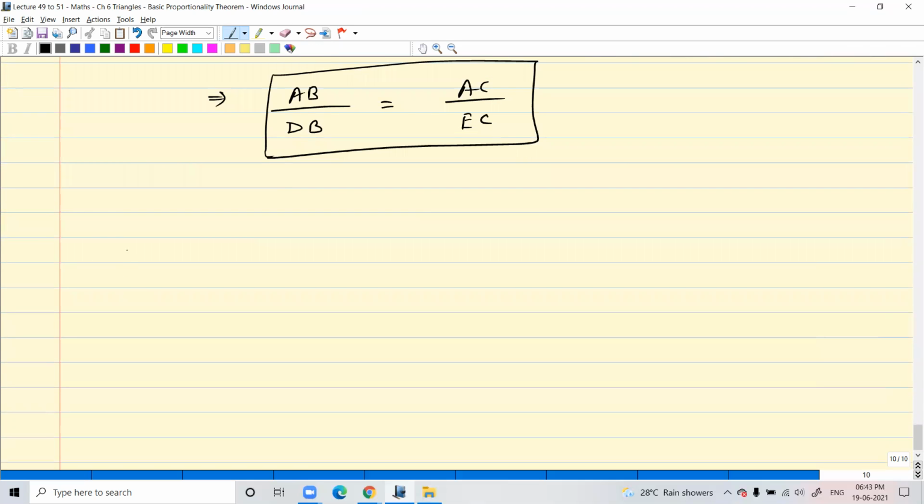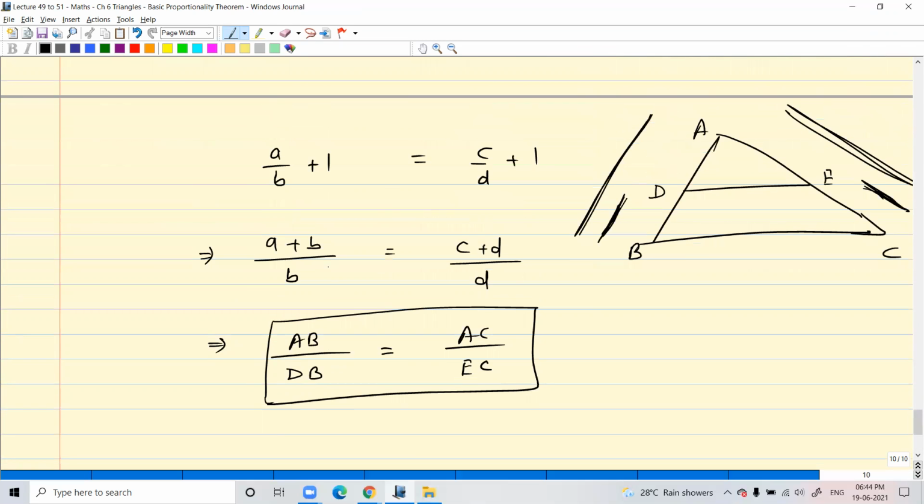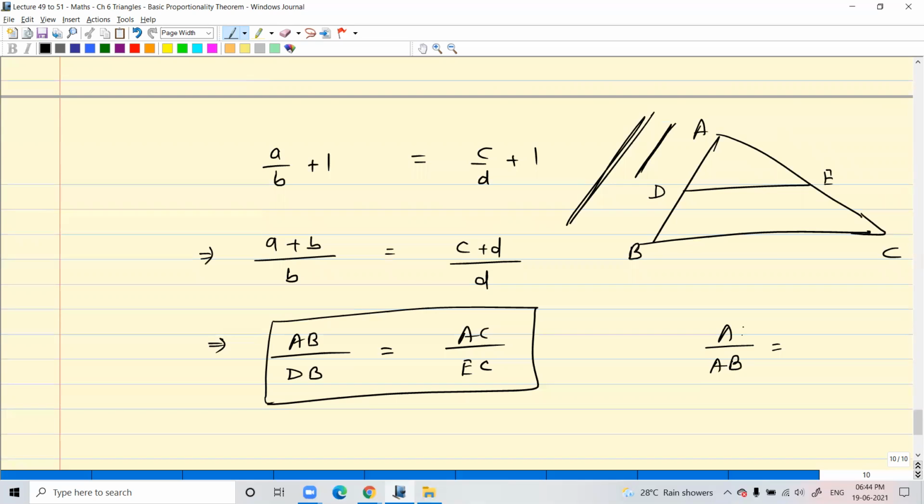AD by AB is equal to, what will AD by AB be equal to? AD by AB will be equal to AE by AC. Very good. Is everyone able to understand this? Yes, sir. From the full length, from here to here, AB, it is equal to AE by AC.